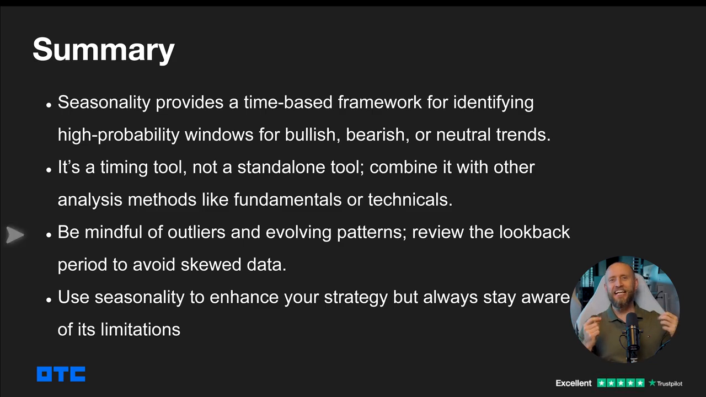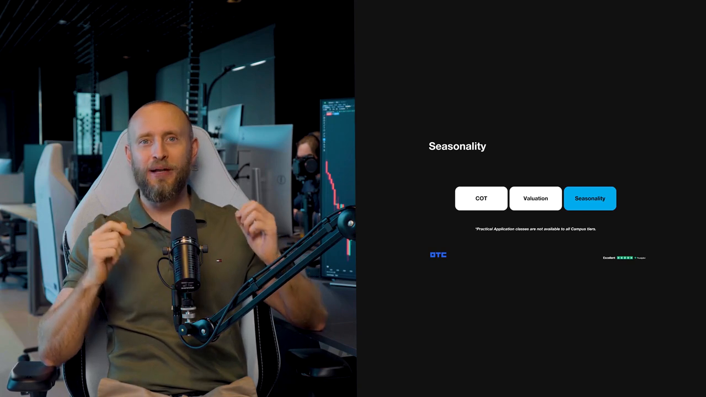Since seasonality is based on historical data, outliers and evolving market conditions can impact its accuracy. That's why it's essential to review the look-back period carefully, including or excluding major events like financial crises or policy shifts that can significantly influence the results. We use seasonality as an enhancement, not a guarantee. It helps you align trades with historically favorable conditions and provides forward guidance and a game plan for the foreseeable future.